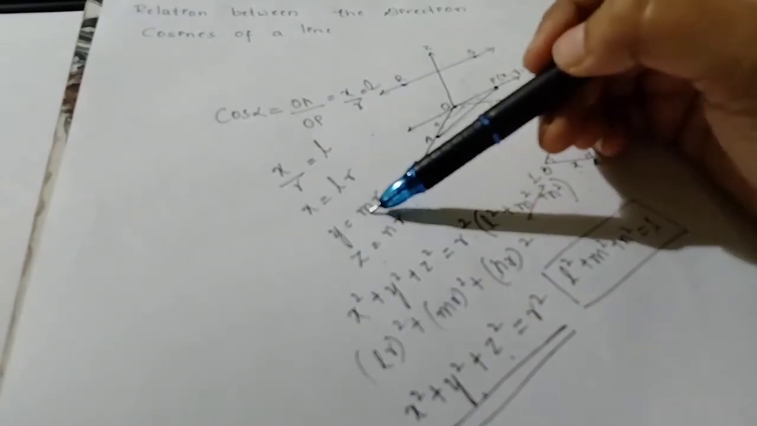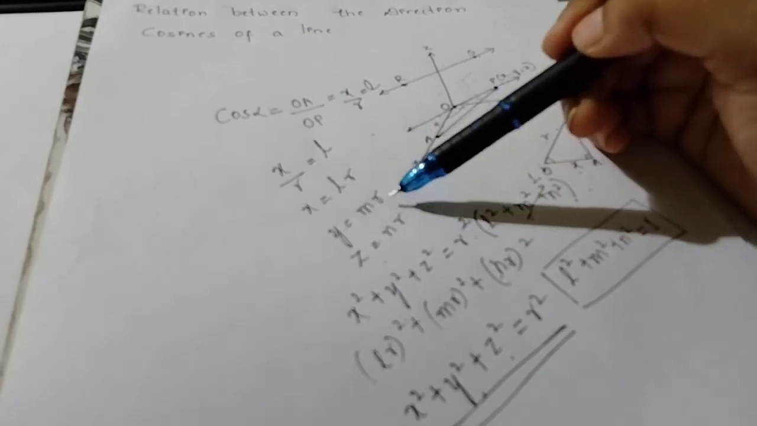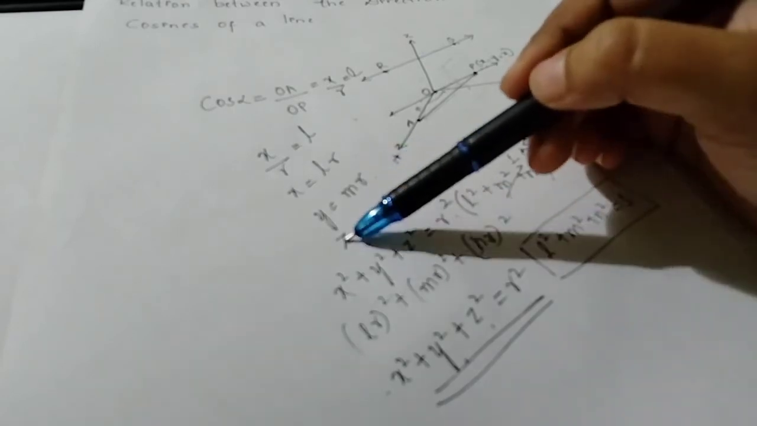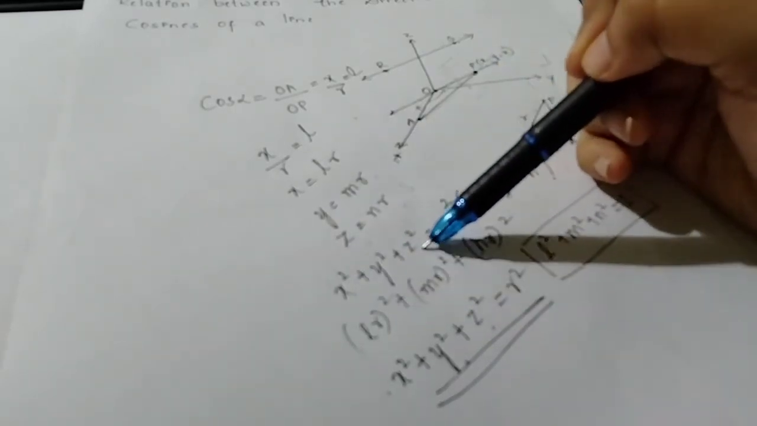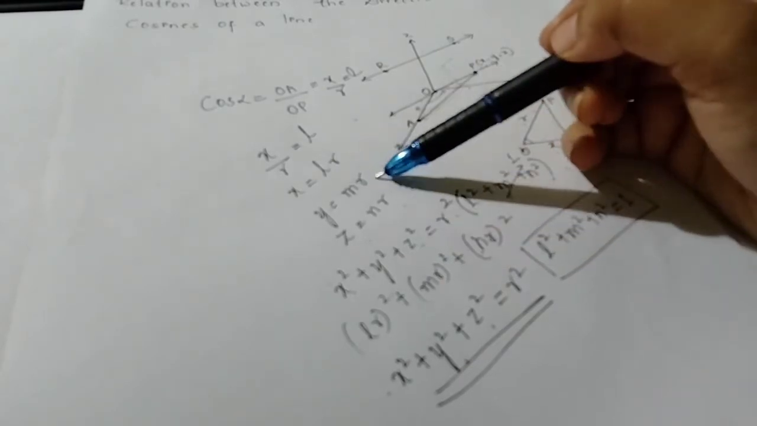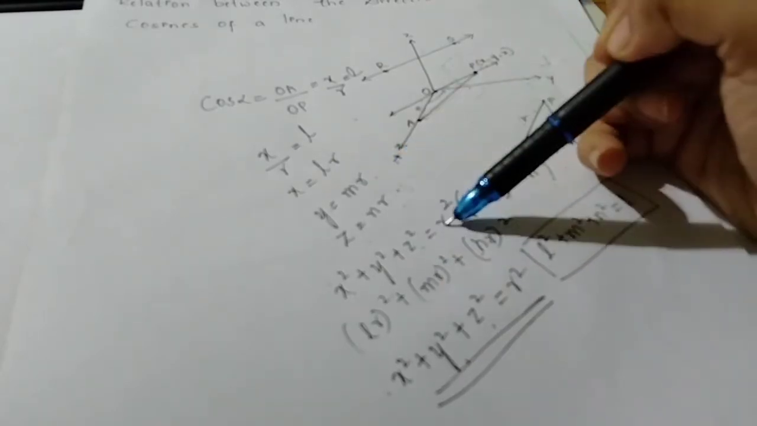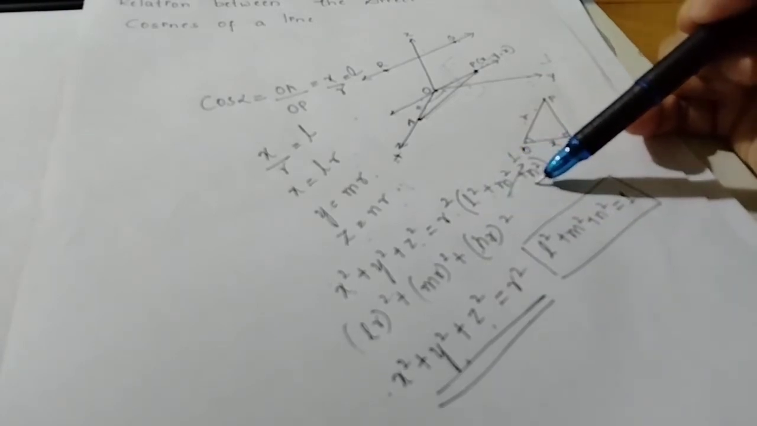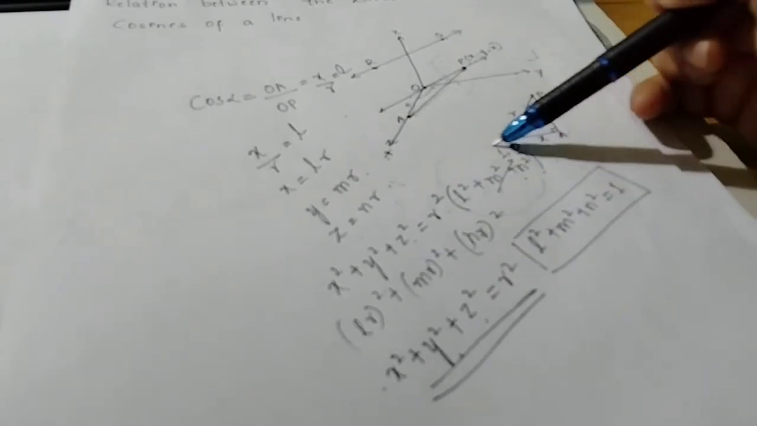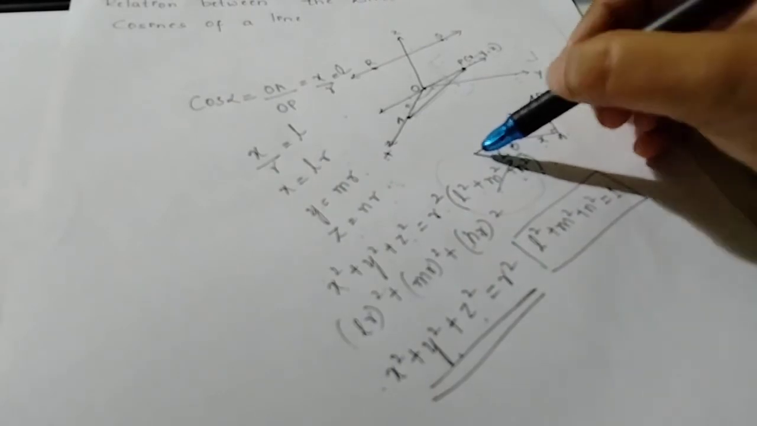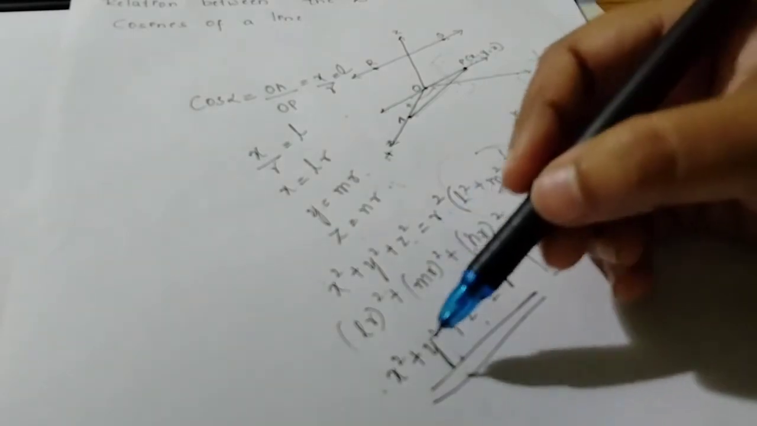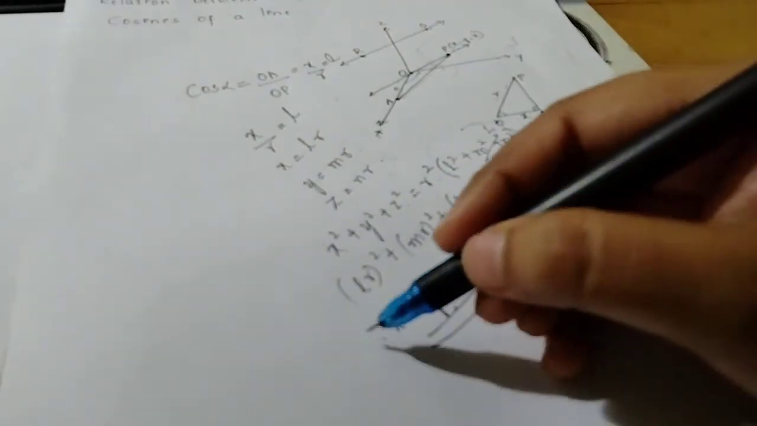Similarly, cos beta is equal to y by r, so m r equals y, and z is equal to n r. Then x square plus y square plus z square is l r square plus m r square plus n r square. Taking r square common, we get l square plus m square plus n square. This identity you have already learned in vectors: l square plus m square plus n square is equal to 1. So you can find the main relation you wanted.